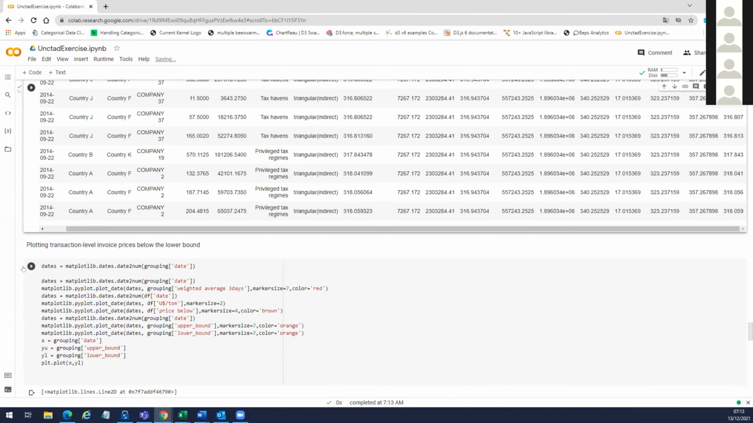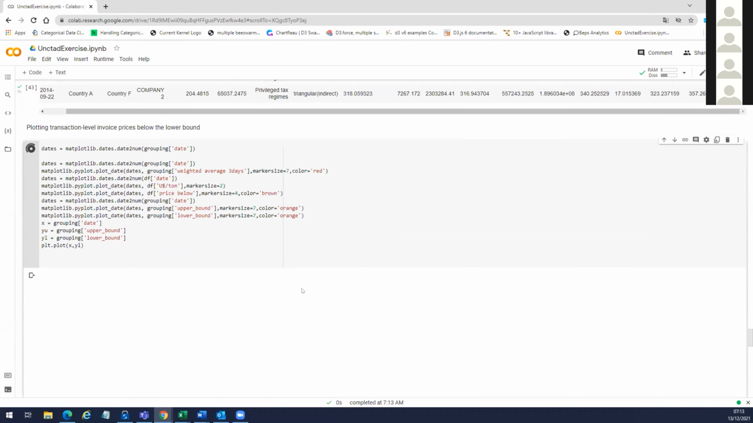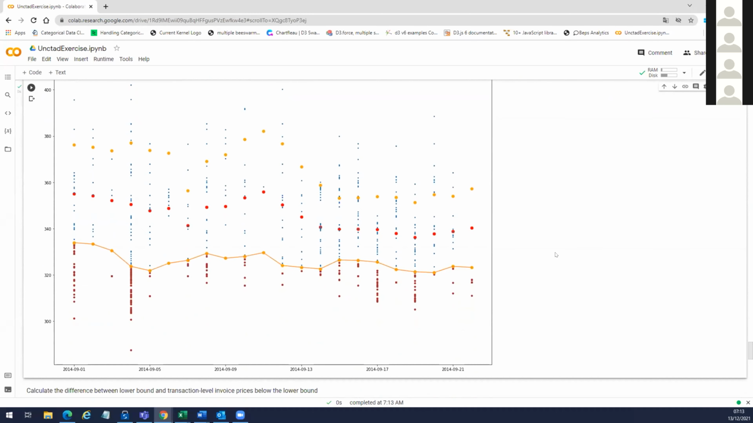I will plot a new graph with the operations that lie below the lower bound. See in the graph, the brown dots are the transactions that occur below the lower bound. This transaction here. These are the transactions that we are searching for, that are suspicious by the price filter method.